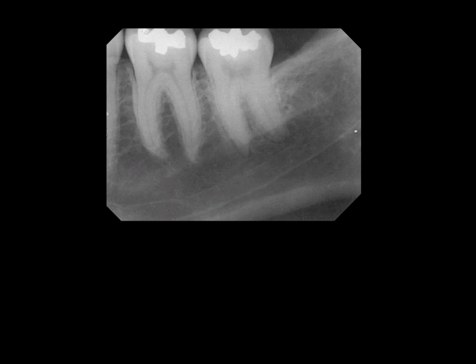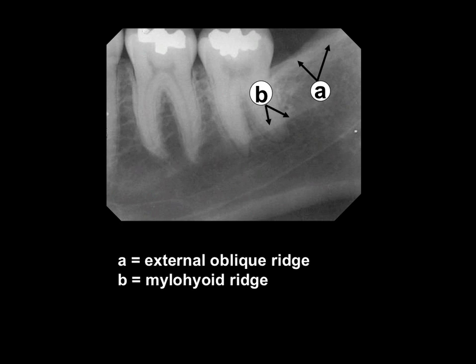Here we see another patient in the same region, and I'm just going to point out some of those key anatomical features. We have the external oblique ridge. We have the mylohyoid ridge. We have the ID canal, or mandibular canal, and we can see there I've arrowed just the lower border of the canal, but you can see a white line, a lamina dura, higher up, which is the upper border of the canal.